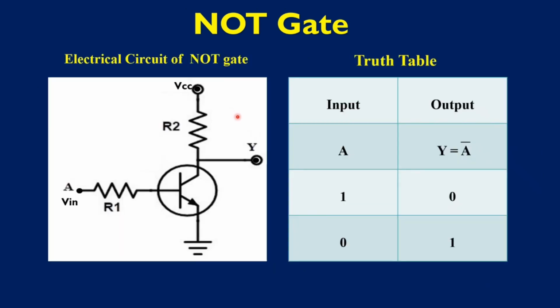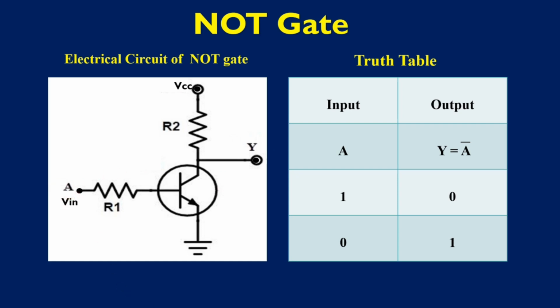The figure shows the electrical circuit of the NOT gate. It is constructed using an NPN transistor. Here the NPN transistor is in common emitter configuration. Now let us verify the truth table of the NOT gate using the electrical circuit. Here A is the input.